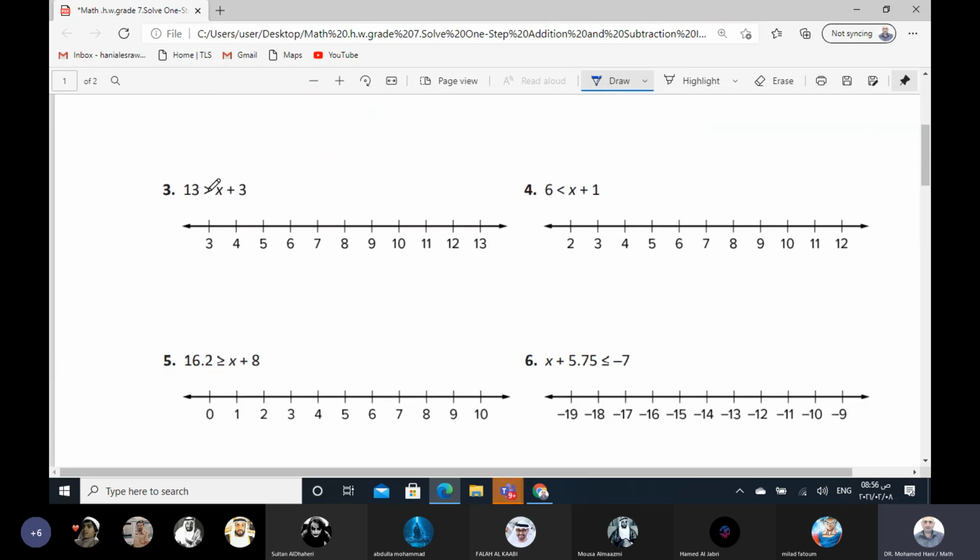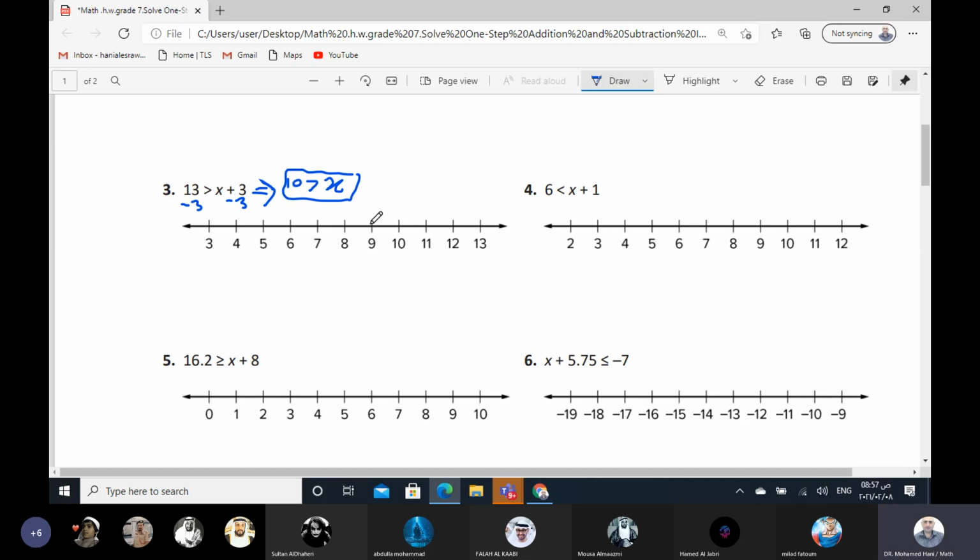Here we have 13 greater than x plus 3. Try to remove 3 here to keep the variable alone. So subtract 3 from the two sides. 13 minus 3 will be 10 greater than x. Here 3 minus 3 will be 0. So the solution here, x less than 10. Represent 10, this is 10.